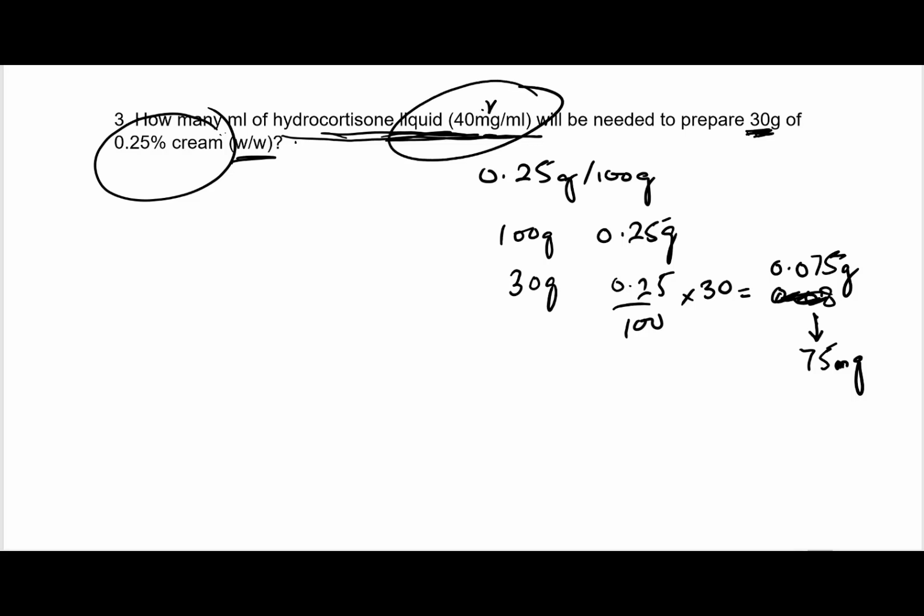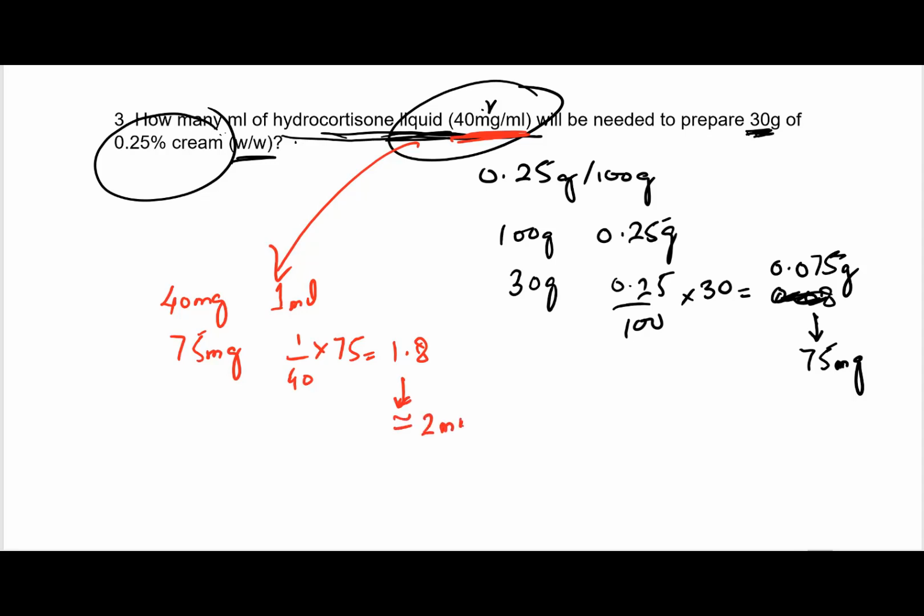But I have this liquid, the syrup. So from this, how would I get 75 milligrams? Strength is given, so if 40 milligrams is present in 1 ml, 75 milligrams will be present in 1.8, or approximately 2 mils. Right? So in this type of question, I had to make a cream from a syrup. So I started with the end. I figured out how much hydrocortisone I actually need for the cream, which was 75 milligrams. And then I calculated how many milliliters of that syrup will provide me that 75 milligrams.